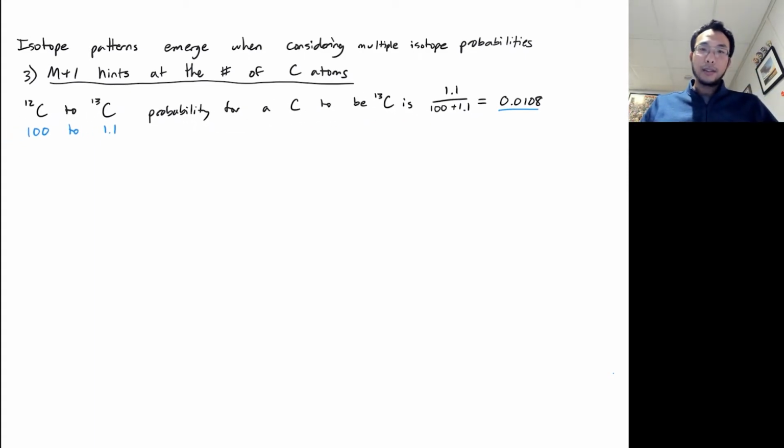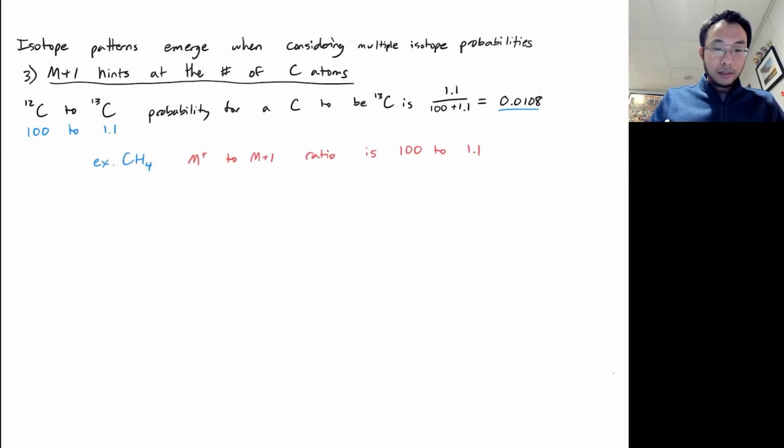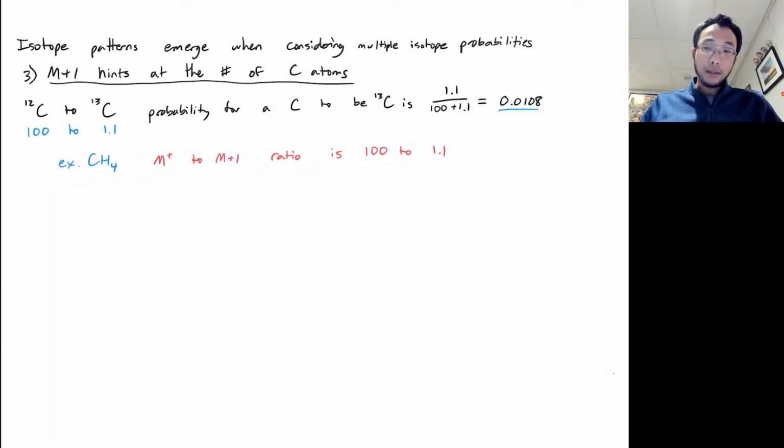And so if we think about this probabilistically, again, we have this 100 to 1.1 ratio for carbon-12 to carbon-13. That means that for a carbon that you just randomly pick up on the street, you have a 0.0108 chance of finding a carbon-13 instead of a carbon-12. So for methane, our ratio is no surprise, right? 100 to 1.1 reflecting 100 to 1.1 here.